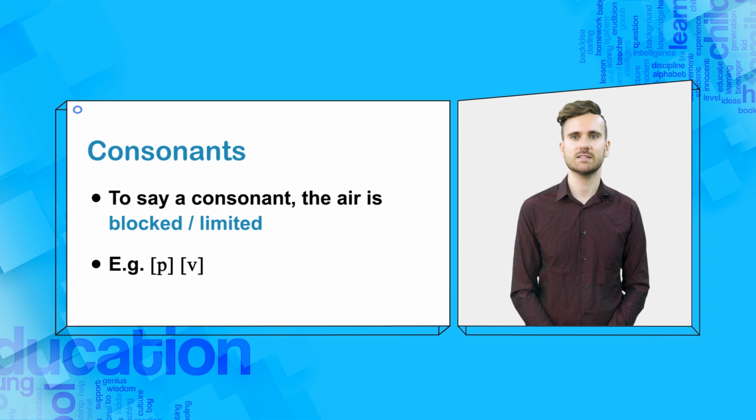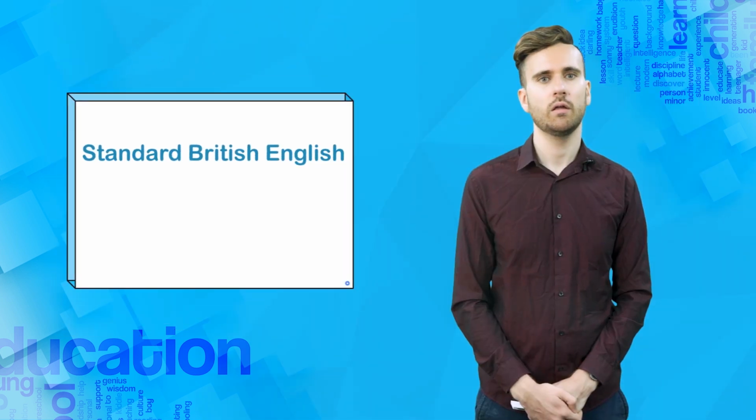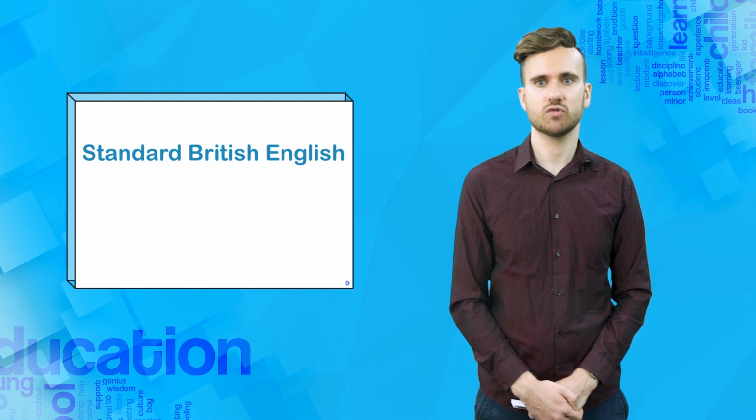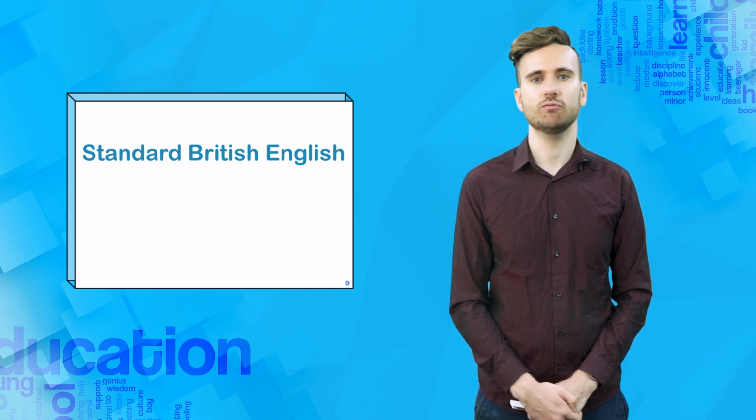Another example is V, which is made by putting your upper teeth and lower lip together. Here, the amount of space that the air has to flow out of your mouth is limited, because it must get through the small space between your upper teeth and lower lip. Thus, in summary, the air is unrestricted for vowels, but restricted for consonants.